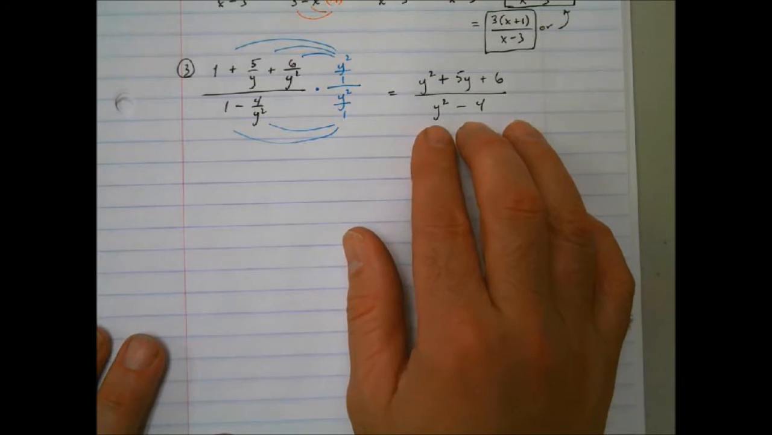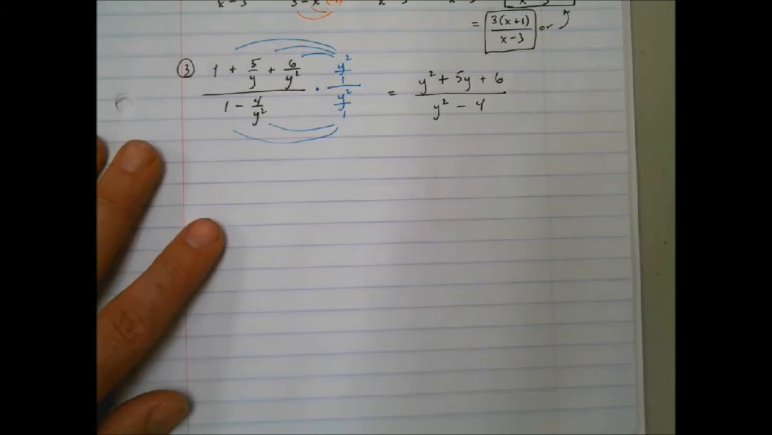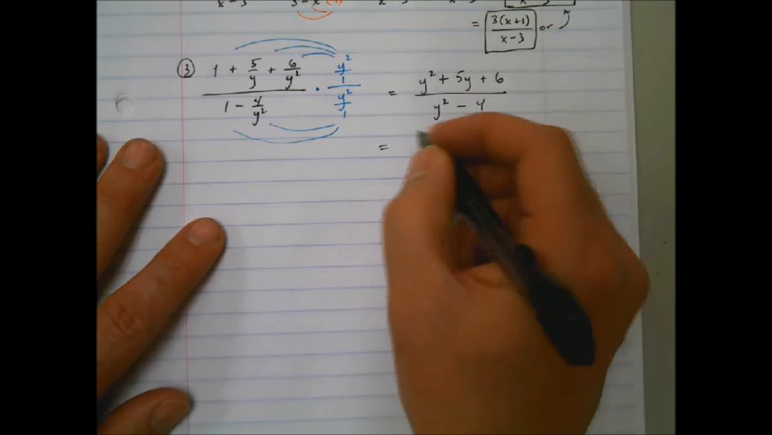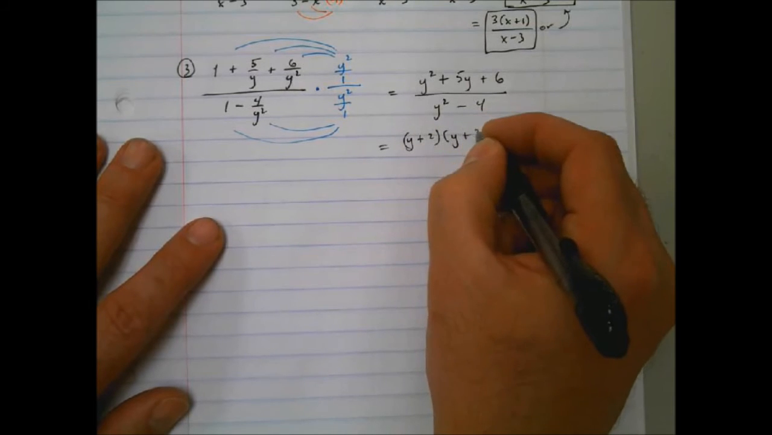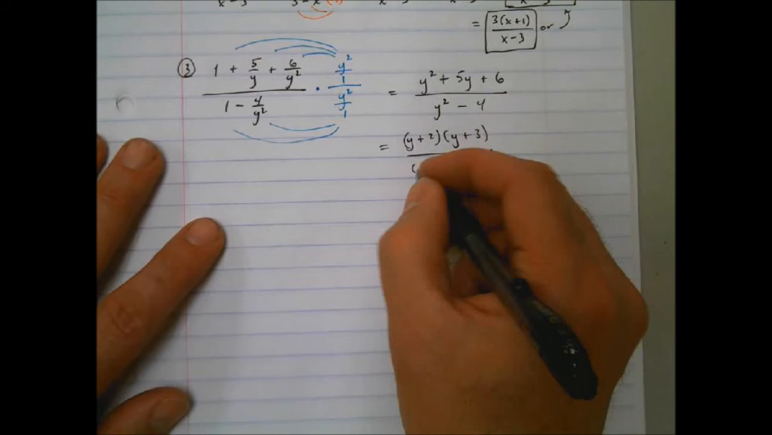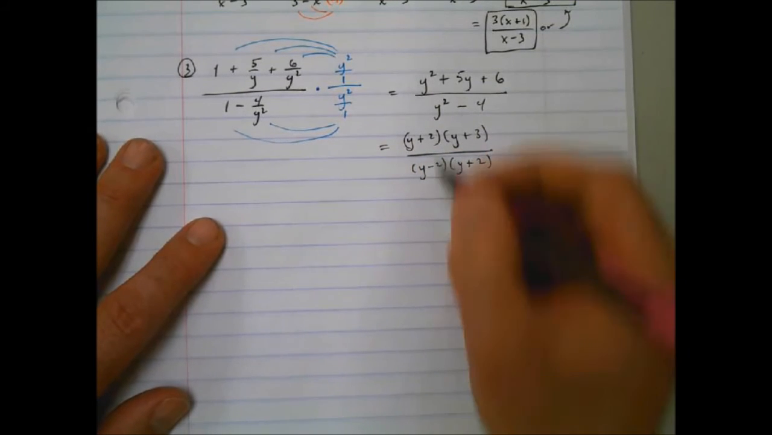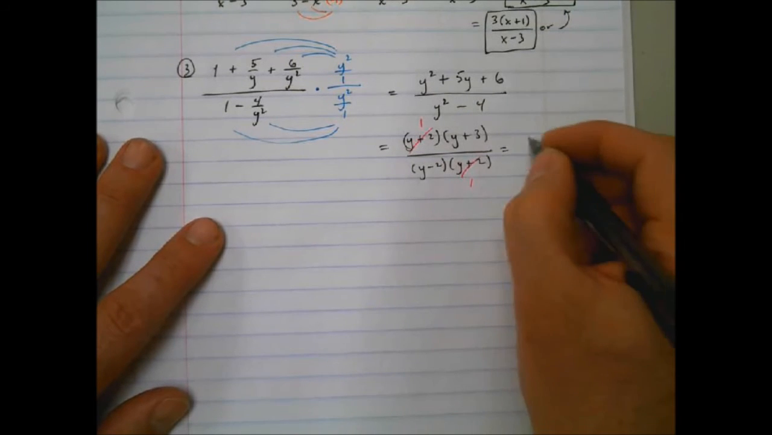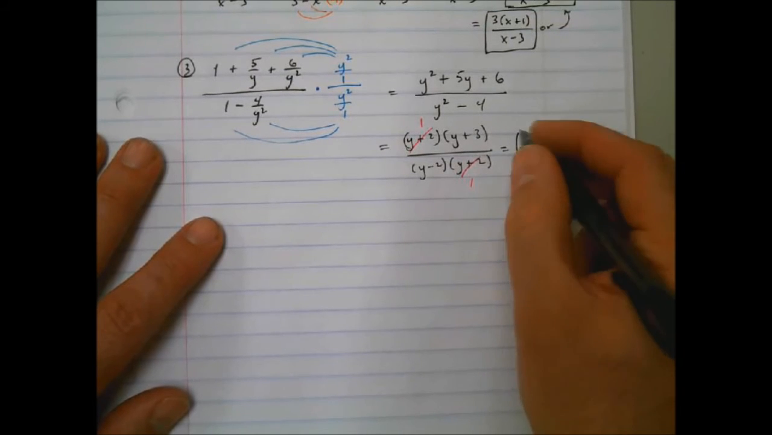So what do we do from here? Well, from here, see if you can reduce it, but you can't reduce until you're in factored form. So let's see if we can factor. Okay, well, the top, y plus 2, y plus 3. And the bottom is difference of squares, y minus 2 times y plus 2. And so the y plus 2's reduce, and we're left with y plus 3 over y minus 2.